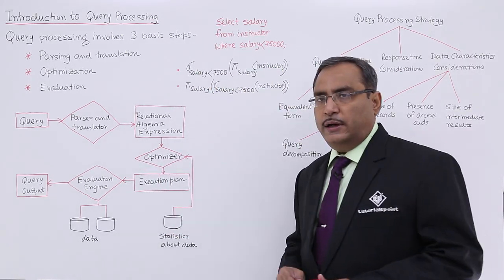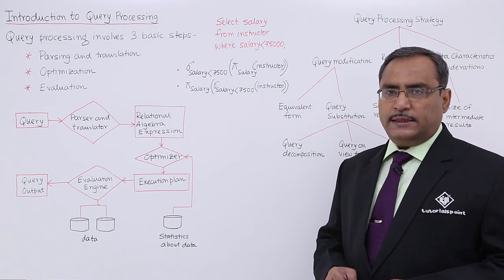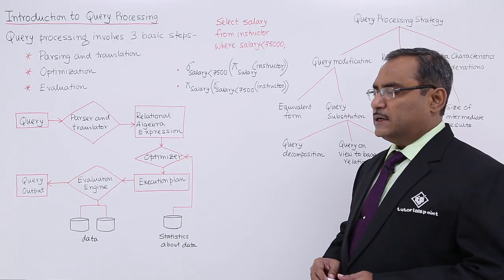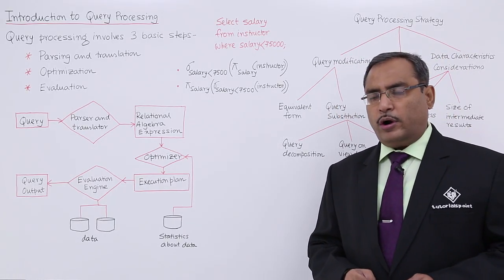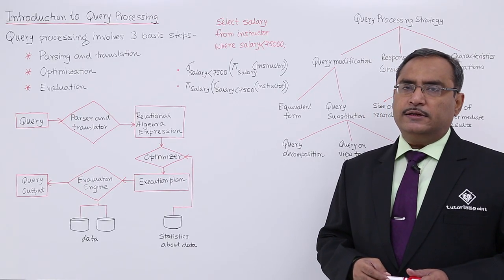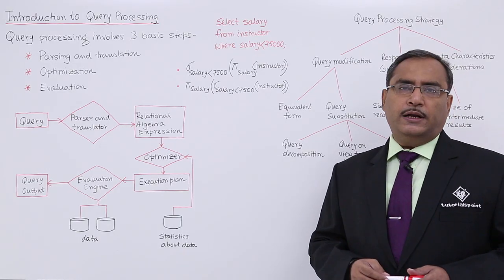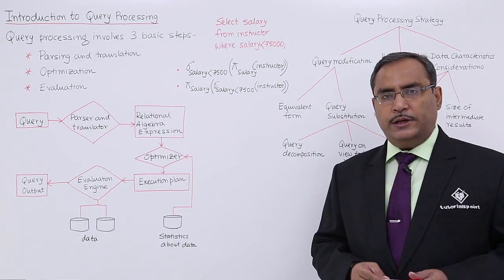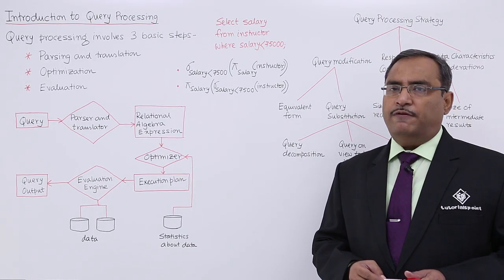So look at this particular text. Query processing involves 3 basic steps. The first one is the parsing. That means it will check whether the query is syntactically okay or not. So the parsing will be done, and for this purpose an internal parse tree will be produced, and then the translation will be done, and this translation will be done in the equivalent relational algebraic form.